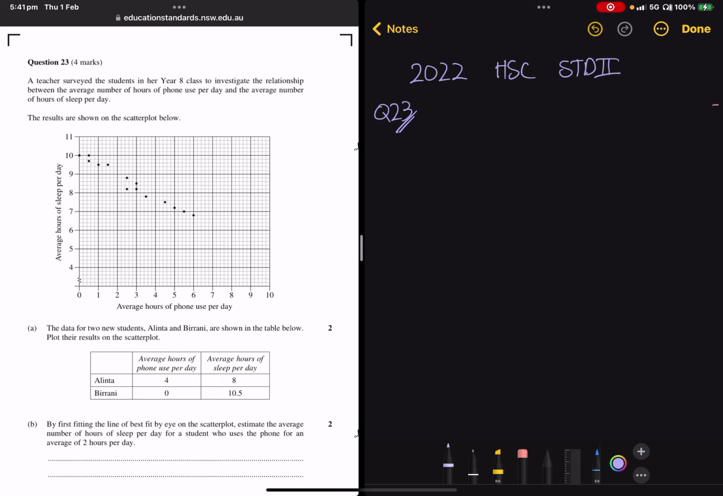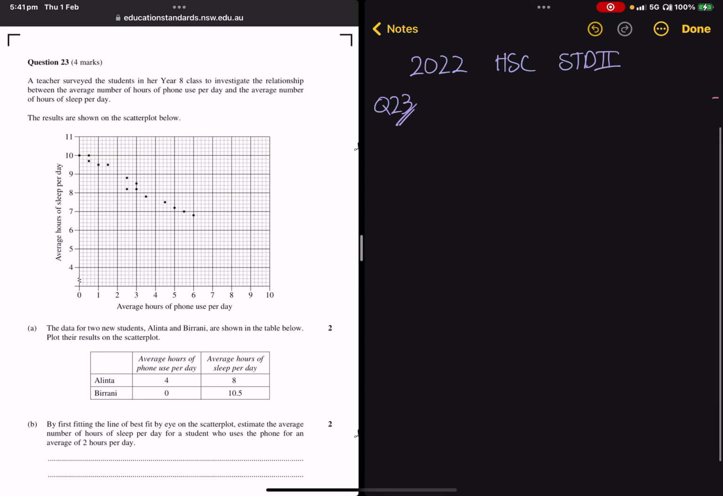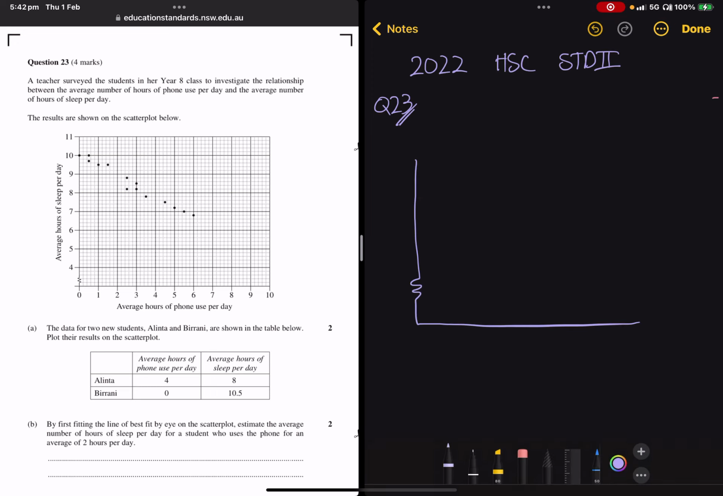The data for two new students, Alinta and Birani, are shown in the table below. Plot the results on the scatterplot. So I'll draw a little diagram here representing the scatterplot. We go from 0 to 10 on this axis, and on this axis we go from 4 up to 11.